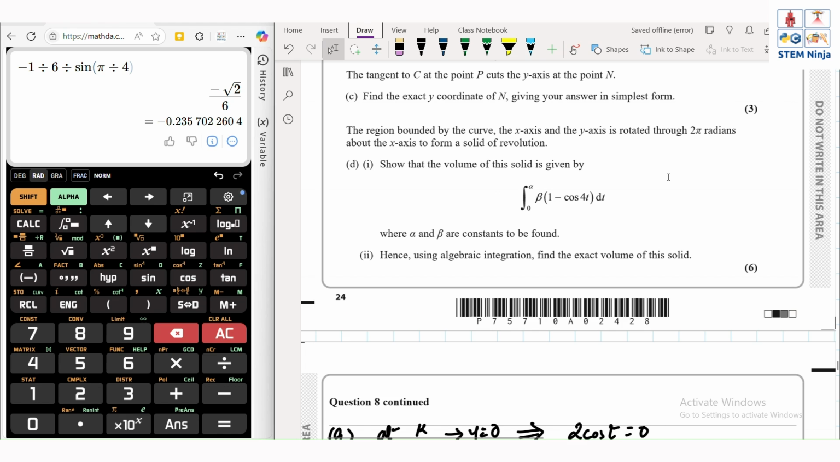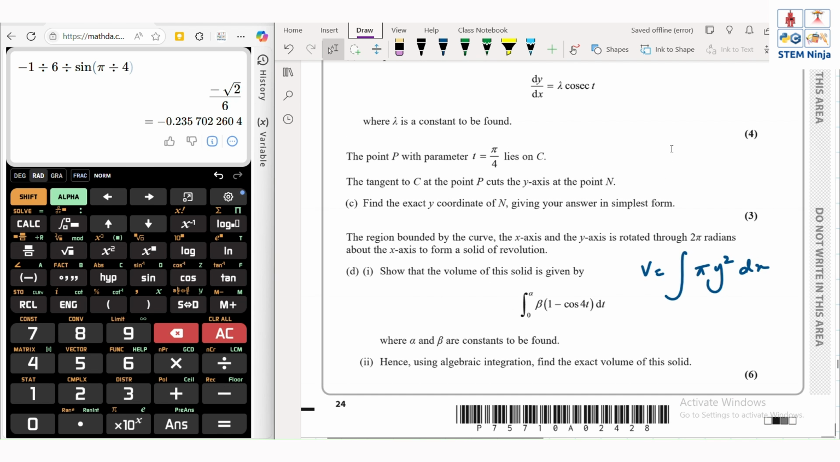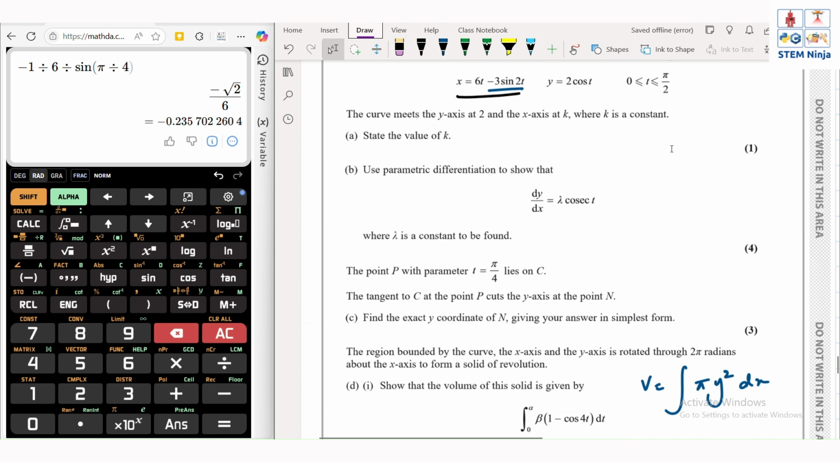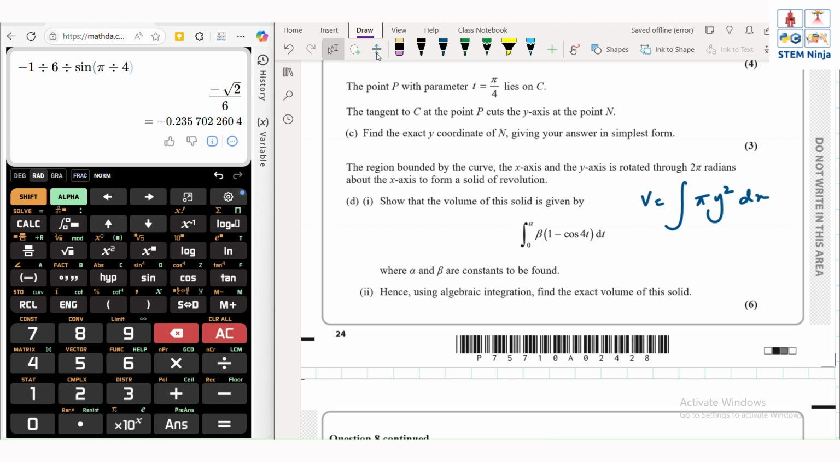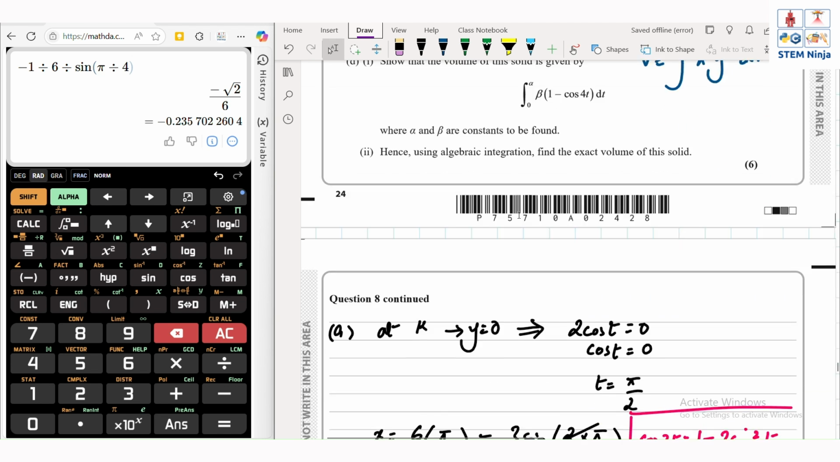The region bounded by the curve, the x-axis and the y-axis is rotated through 2 pi radians about the y-axis to form a solid of revolution. Show that the volume of this solid is given by this. The volume formula is pi y squared dx. However, this is a parametric equation, so we'll have to be a little bit careful.